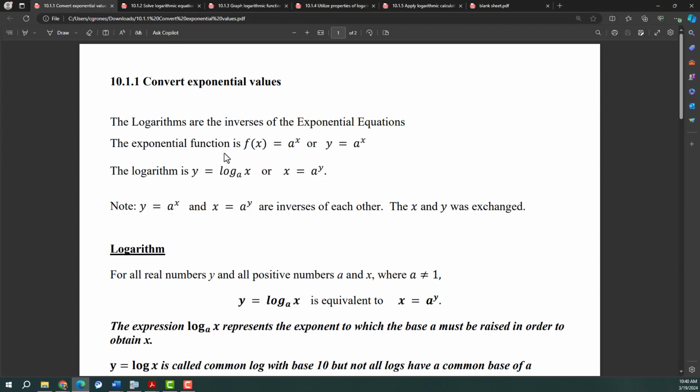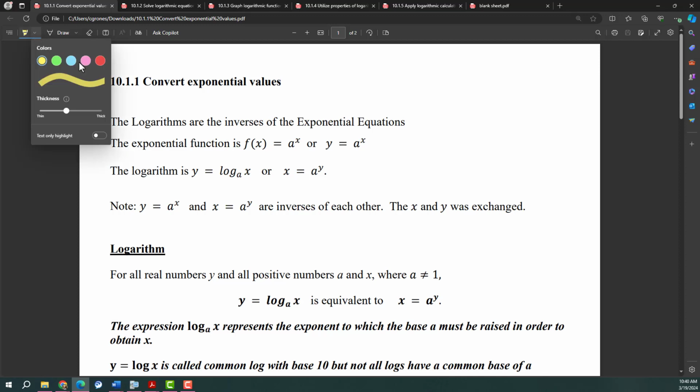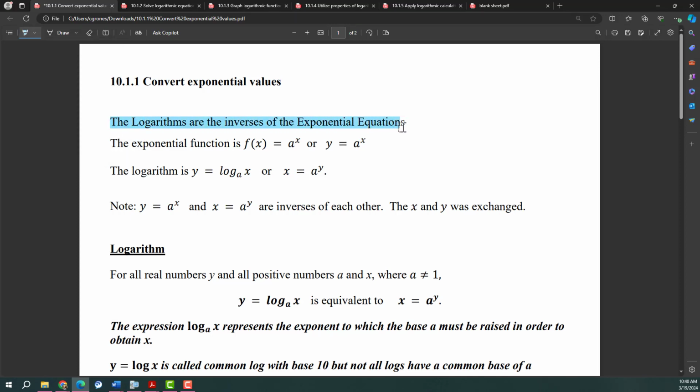Starting with 10.1, we are going to be converting exponential values. It tells us that logarithms are the inverses of the exponential equations or the exponential functions. The exponential function is f of x equals a to the power of x, or y equals a to the power of x. I'm going to highlight these because they are helpful.